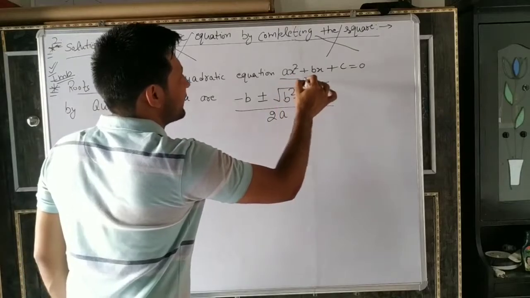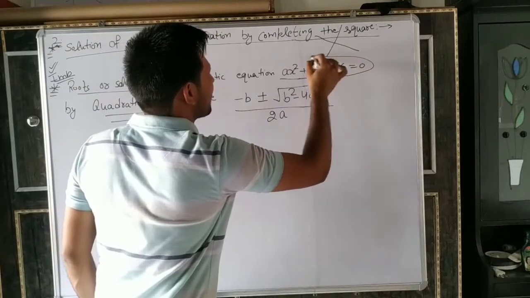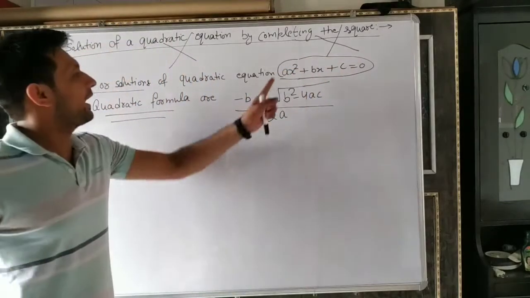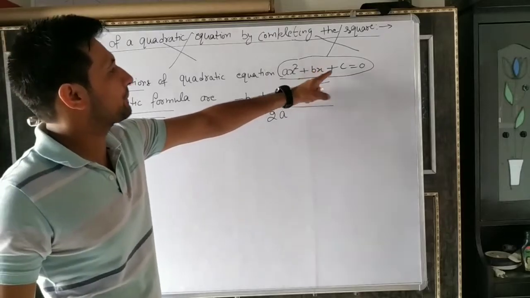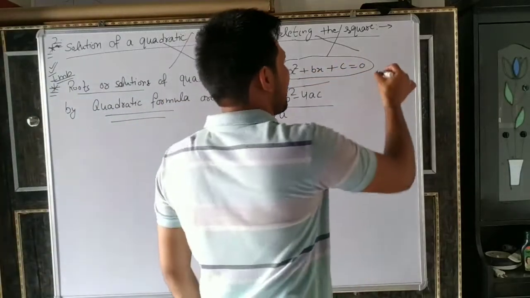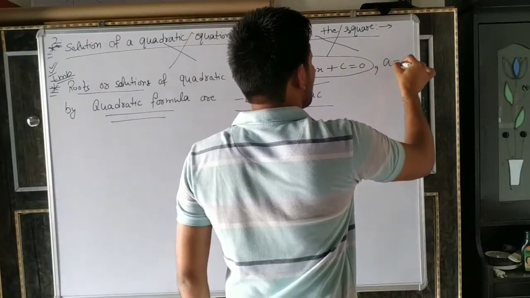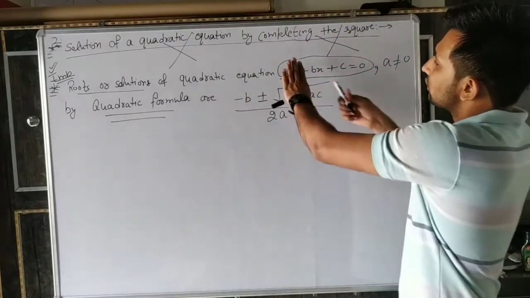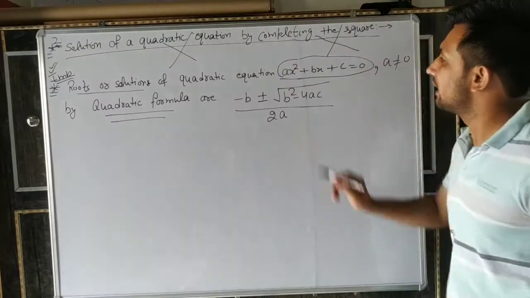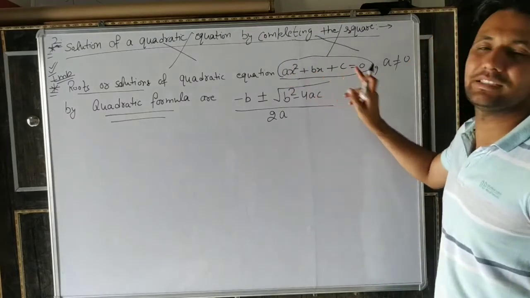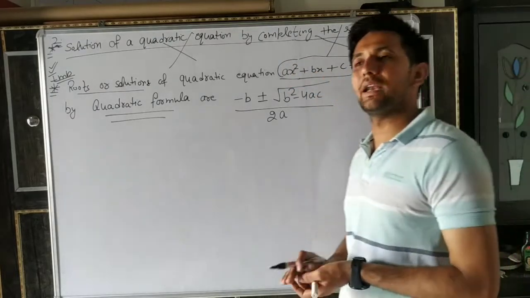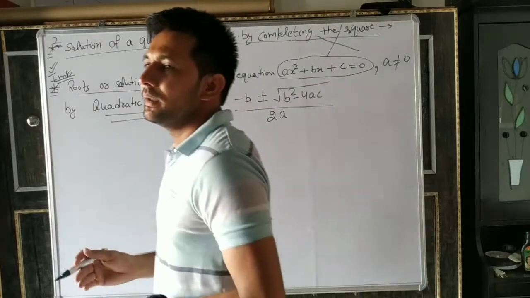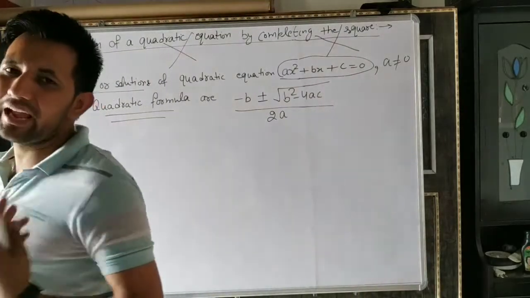Everyone knows it is a general form of a quadratic equation. ax square plus bx plus c equal to 0, and everyone knows a not equal to 0, because if a is 0, then it becomes a linear equation. a, b and c are real numbers. Real numbers means they may be any numbers.